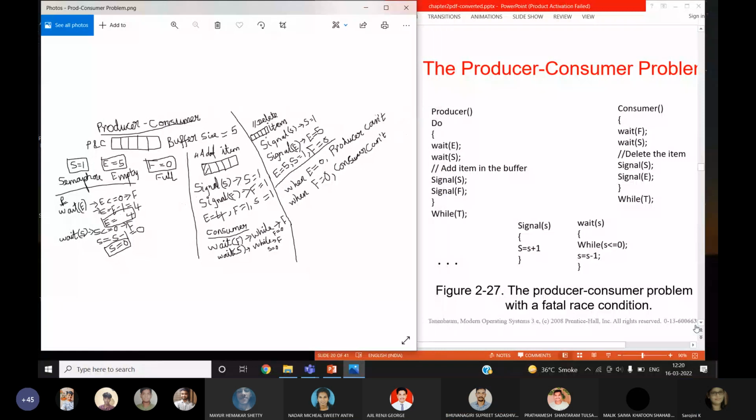Next problem is called the producer-consumer problem. Here, previously we saw shareable code segments. But here we are going to see a buffer which is shared by more than one process. At a time only one process can use the buffer. There are two different categories of processes which can access this buffer. One is called producer, another is called consumer.